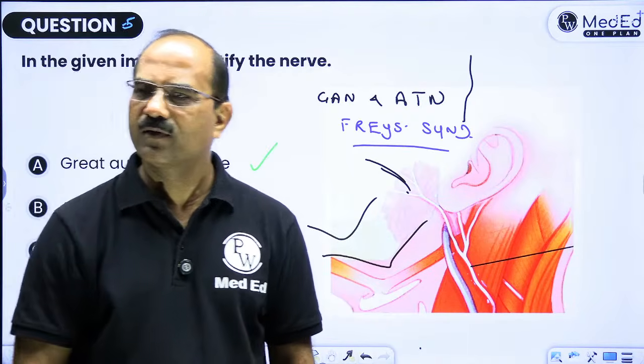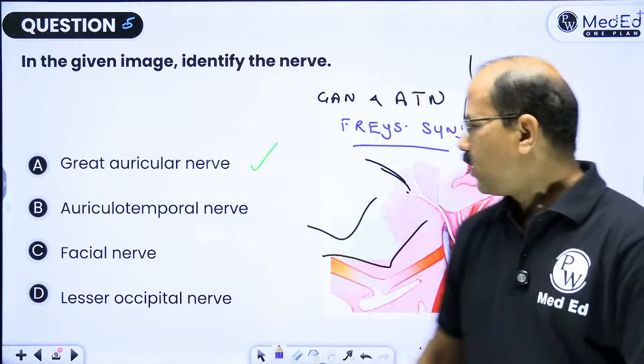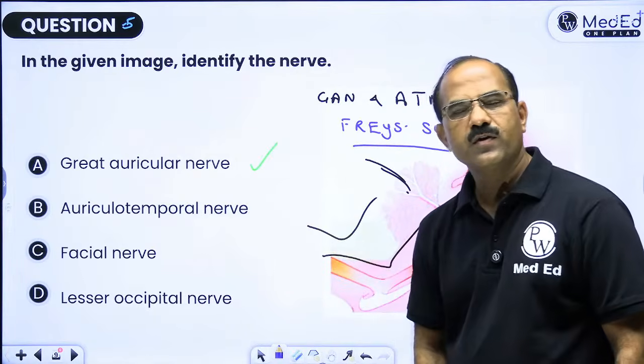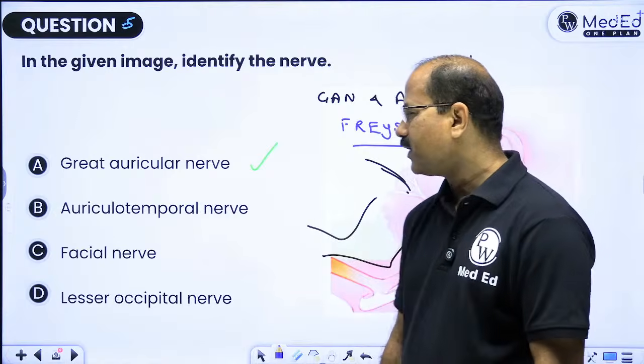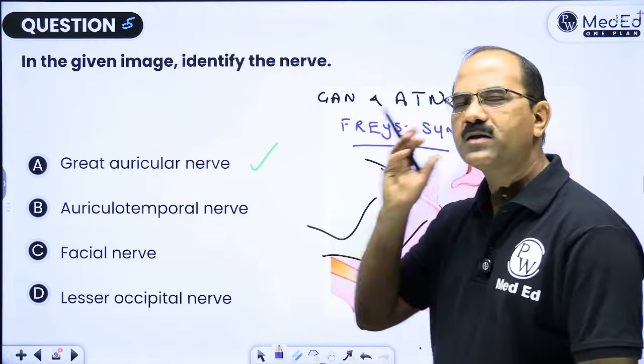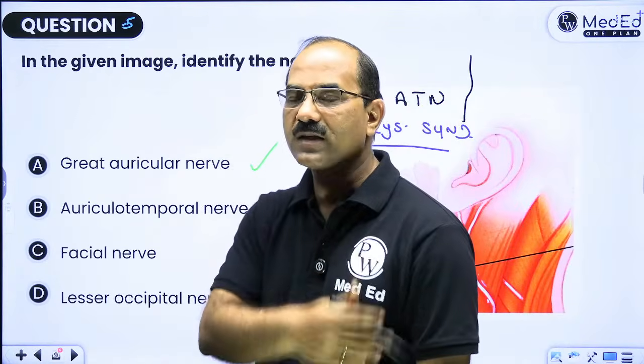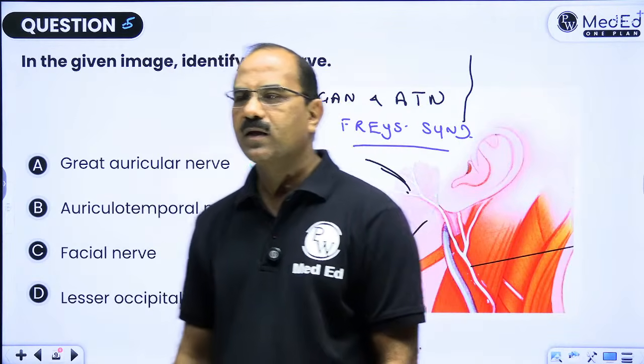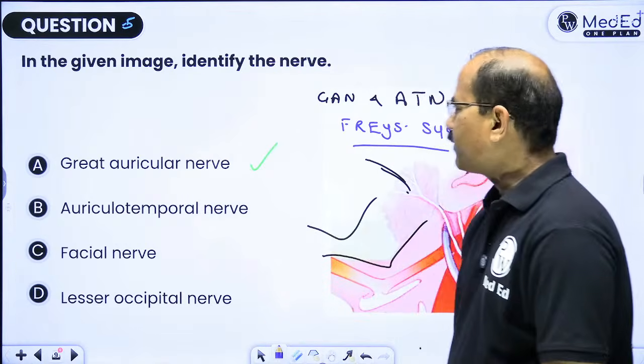Okay, students, fine. So just remember this. Auriculotemporal nerve is a branch of the mandibular nerve. Facial nerve, lesser occipital nerve, that's fine. So the answer is auriculotemporal. The answer for the other one is greater auricular nerve. Clear?